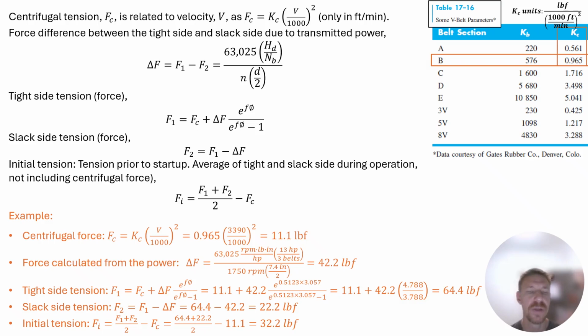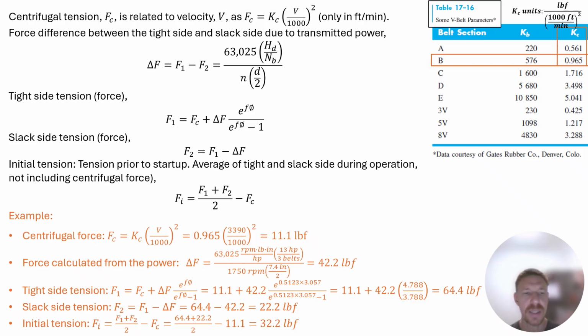So that's the number of radians for the wrap angle on the small sheave, divided by that same exponent minus 1. So you get 11.1 plus 42.2 times 4.788 divided by 3.788, and you get a tight side tension of 64.4 pounds force. Now if that tight side tension, your calculation result, is lower than the delta F, you know you have a problem, because you're going to end up with a negative value in there, and you can't have a negative value of tension on a belt.